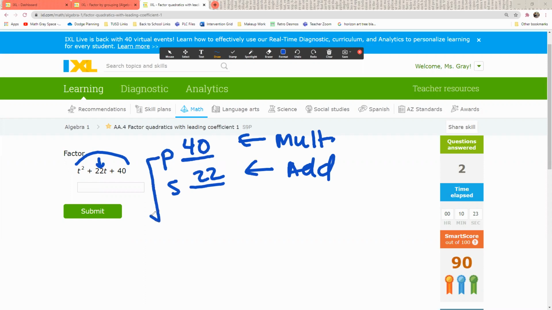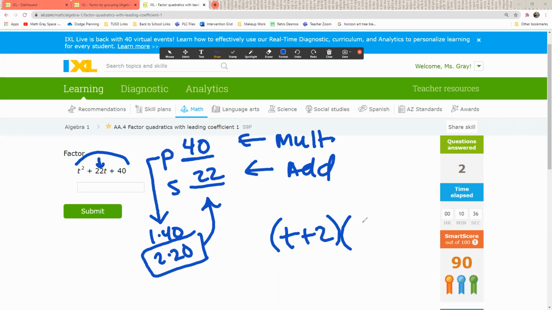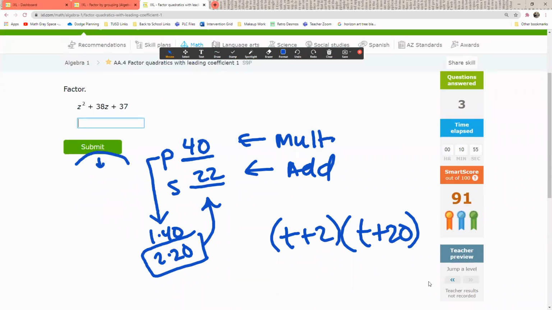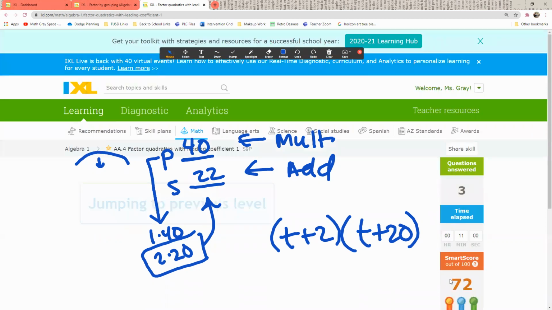So I'm going to come over here and think about what numbers will make 40. 1 and 40, 2 and 20. So already I can tell this is it, right? So I'm going to have t plus 2 and t plus 20. Yeah, I would say overall these are not overly challenging. So I think this will be pretty easy practice for just figuring out the pairs.